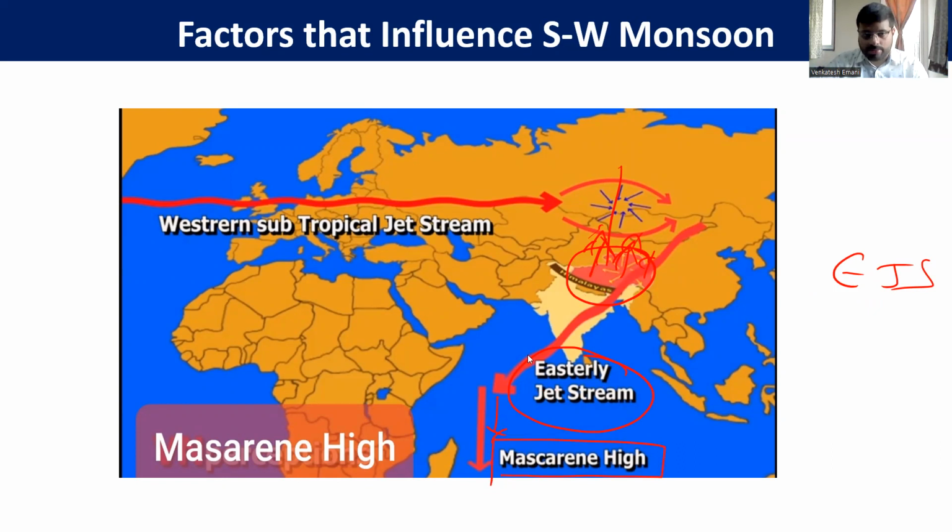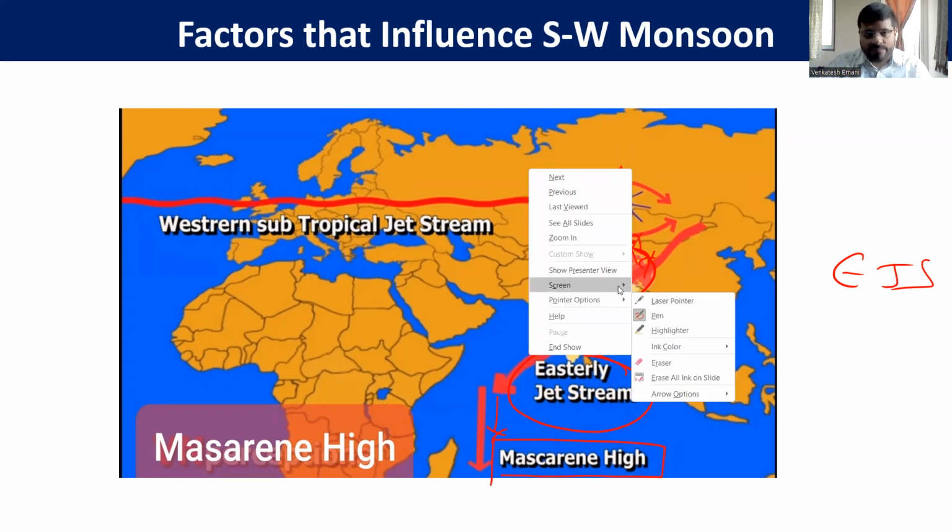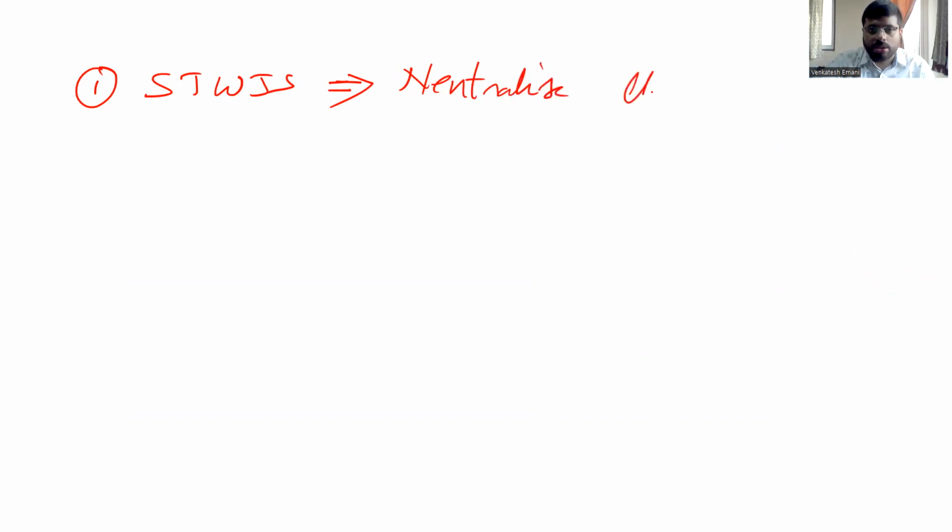So what is happening is, see the points. First, the subtropical westerly jet stream. What are they doing? Initially, they neutralize the low pressure conditions of the land.